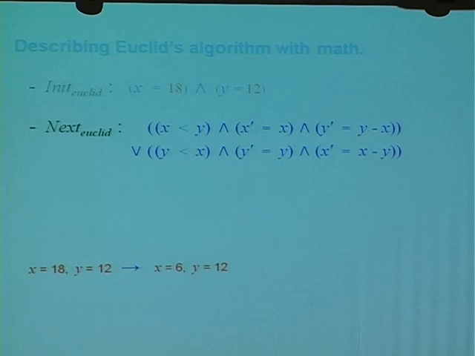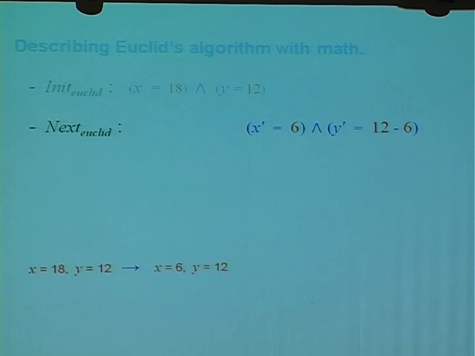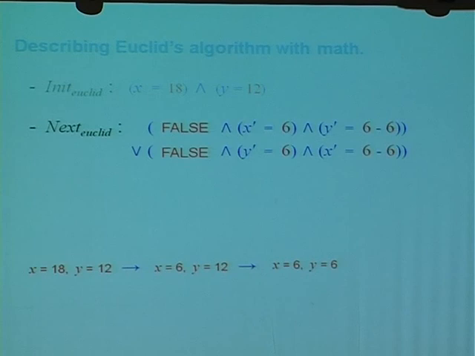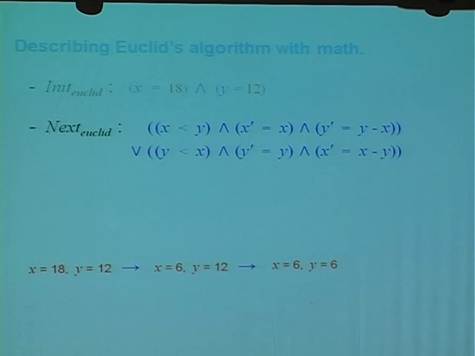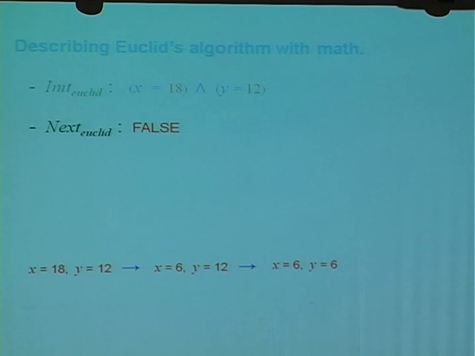Then we do it again to find the next state. Substitute 6 for X and 12 for Y. Once again, that's false, and that's true, so the only possible next state has X equals 6 and Y equals 6. And now what about the next state? We substitute 6 for X and 6 for Y. We get this formula. These are both false. False and anything is false, and false or anything is false. So this reduces to false, which means that there is no next state.